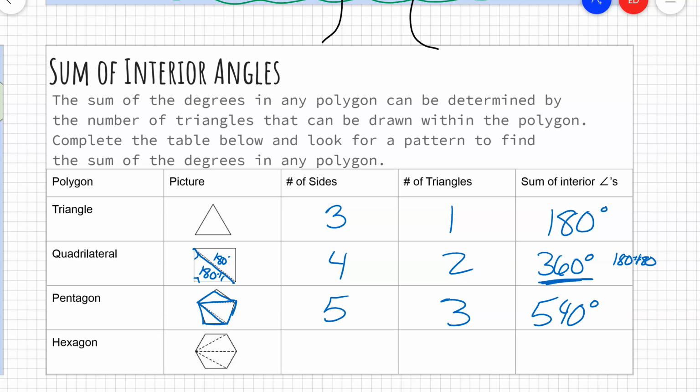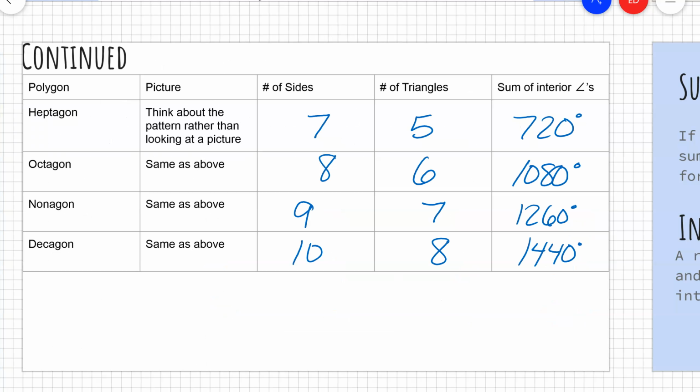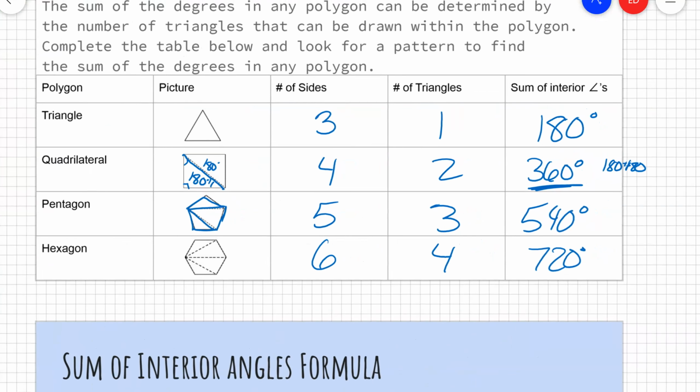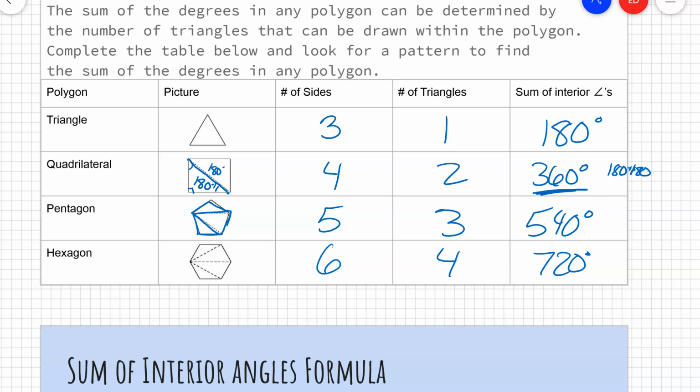I want you to see if there's a pattern that you can notice with the numbers or the sum of the interiors. What do you notice? All right, there could have been many different things that you noticed, and sorry, I left off on this page, but I filled in that last one. For the hexagon, that's 6 sides. Number of triangles would be 4, and it would end up being with the sum of the interior angles of 720. So you could have noticed that we were just taking the number of triangles and multiplying it by 180, and that would give us the sum of the interior. So that's a good notice.